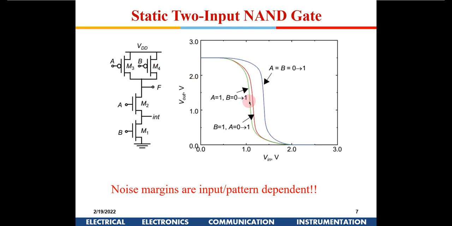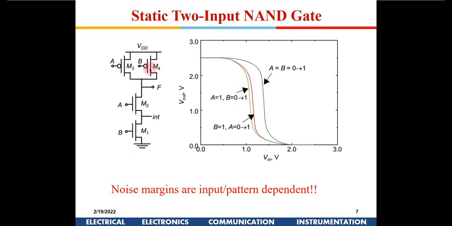Now I take the second condition where A is already 1. A is 1 means this M3 is already switched off. It is an off condition. So M3 is not there, and M2 is like a short circuit out here. Now you can say it is an inverter consisting of only M4 and M1, so I get this green curve.